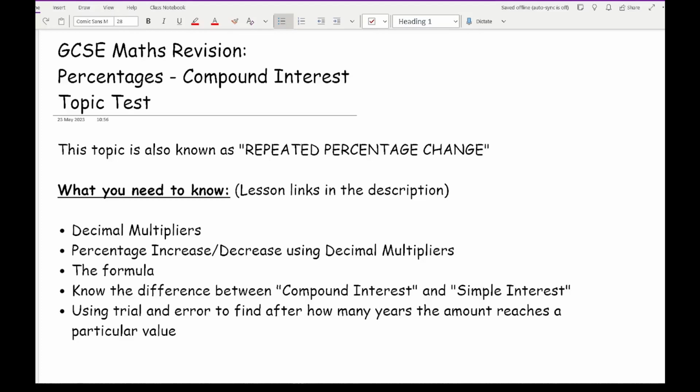Now before we get started working through some past exam questions related to compound interest, let's just have a quick overview over this topic about what it is you actually need to revise. Now this topic is also known as repeated percentage change. So if you are given a revision list and you don't see compound interest but you do see repeated percentage change and vice versa, then basically it means the same thing.